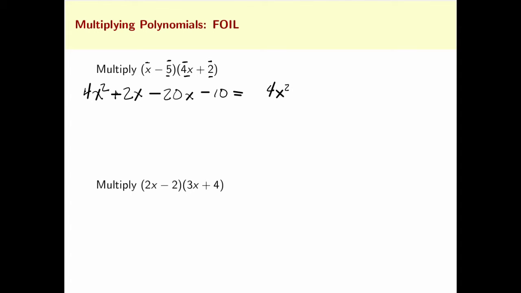4x squared. I have minus 20x plus 2x gives me minus 18x, minus 10.